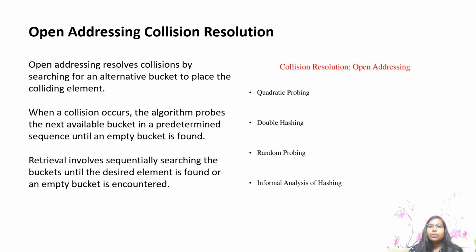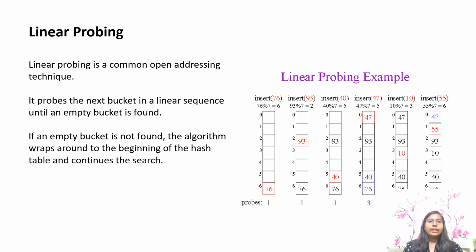Collision resolution using open addressing. There are four types: linear probing, quadratic probing, double hashing, and random probing. Linear probing is a common open addressing technique. It probes the next bucket in a linear sequence until an empty bucket is found. If an empty bucket is not found, the algorithm wraps around to the beginning of the hash table and continues the search.